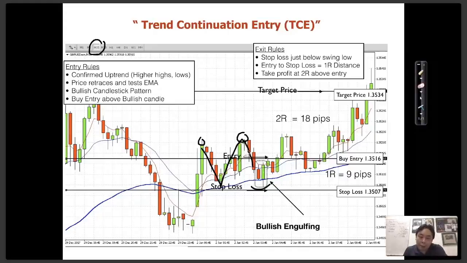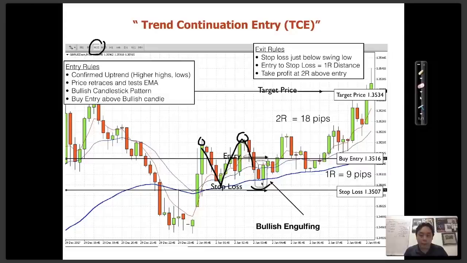Now this time as it comes down, what do I do? I wait for a candlestick pattern to tell me that it is reversing. So one of the ones I like is the bullish engulfing pattern. A bullish engulfing pattern is where you have a small red candle and the body of the red candle is engulfed or swallowed by the body of a big green candle, right? Which means that bears have been eaten up by the bulls, right? So we're now very bullish. So that's a bullish engulfing pattern.